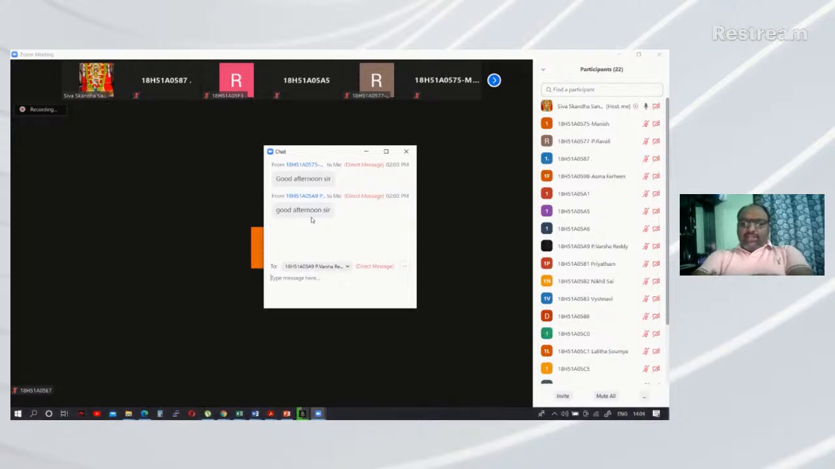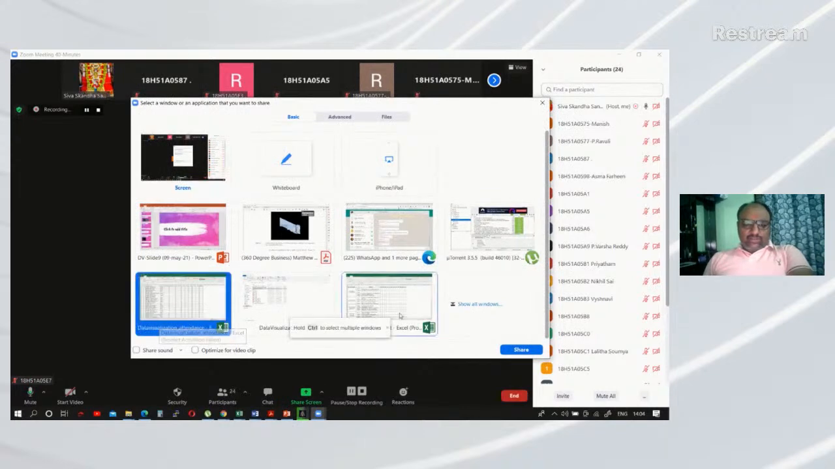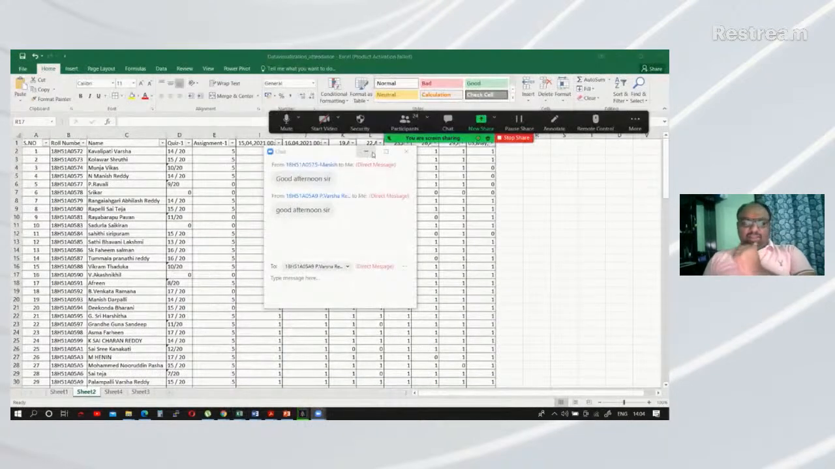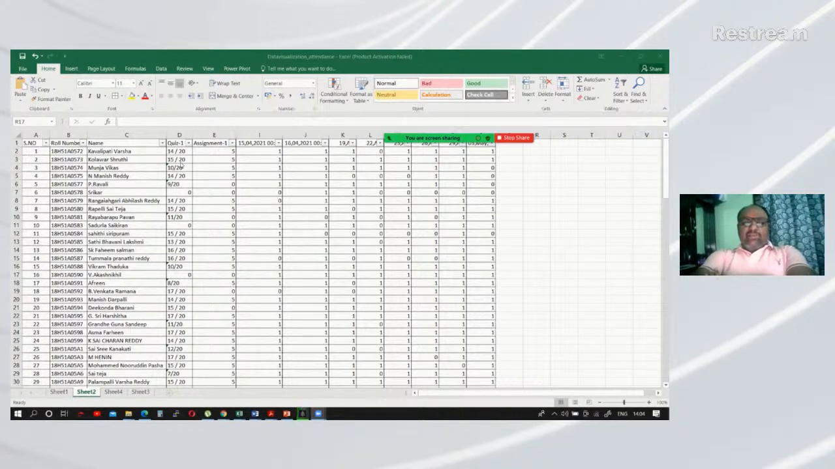Let me go back to your previous unit. Previously we conducted one quiz and I asked you to submit an assignment, so I would like to share your performance. These are the marks for the quiz and assignment. Most of you attempted very well. I hope they are genuine and good. They are doing well.